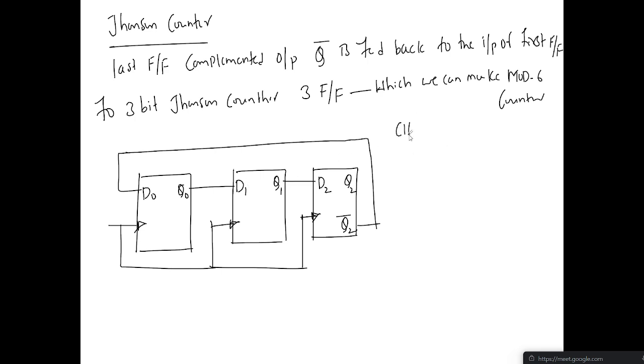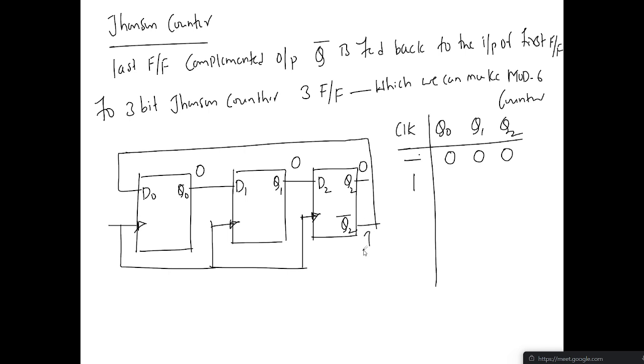So here I am writing the clock, and next Q naught, Q1, and Q2. Initially when the clock equals 0, the outputs of all flip flops will be 0. At the first clock pulse, this is 0, so this becomes 1: 1 0 0. This will be shifted. And at the second clock pulse, the input is again 1.